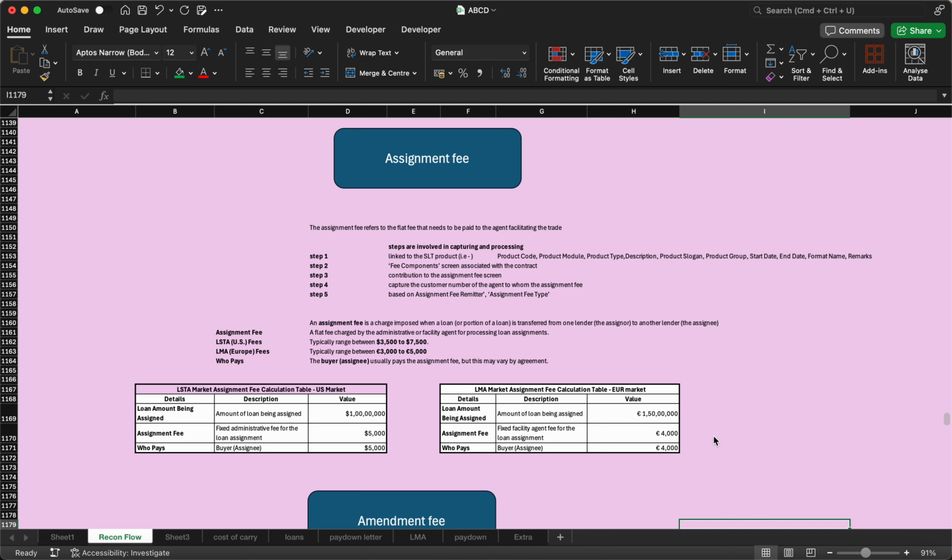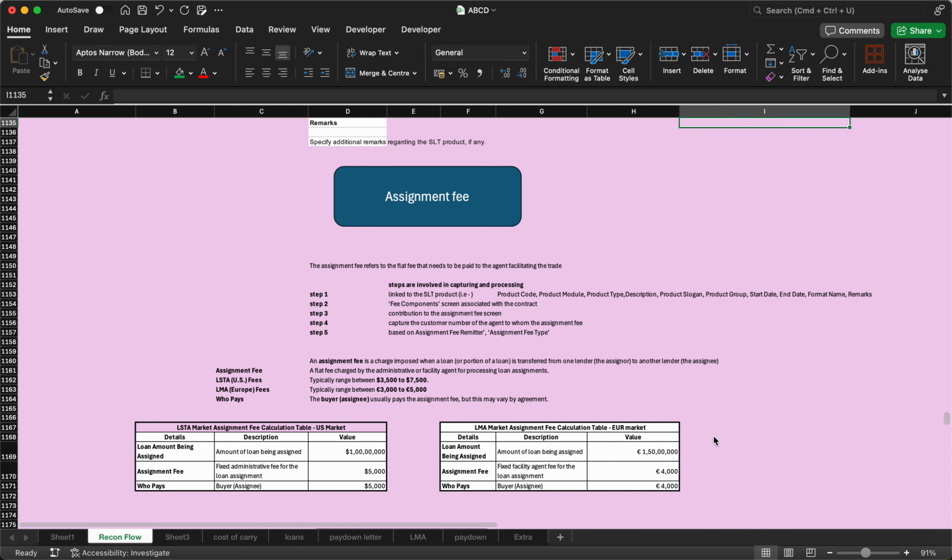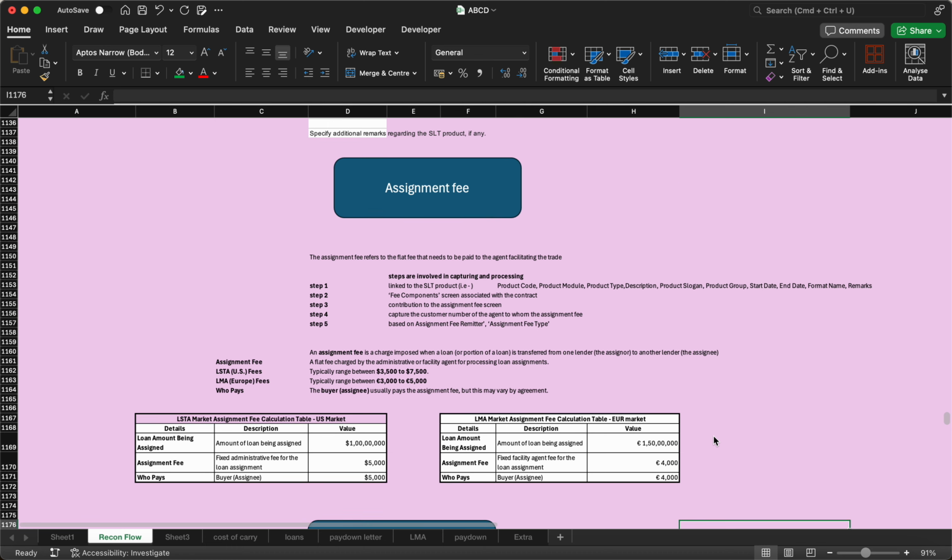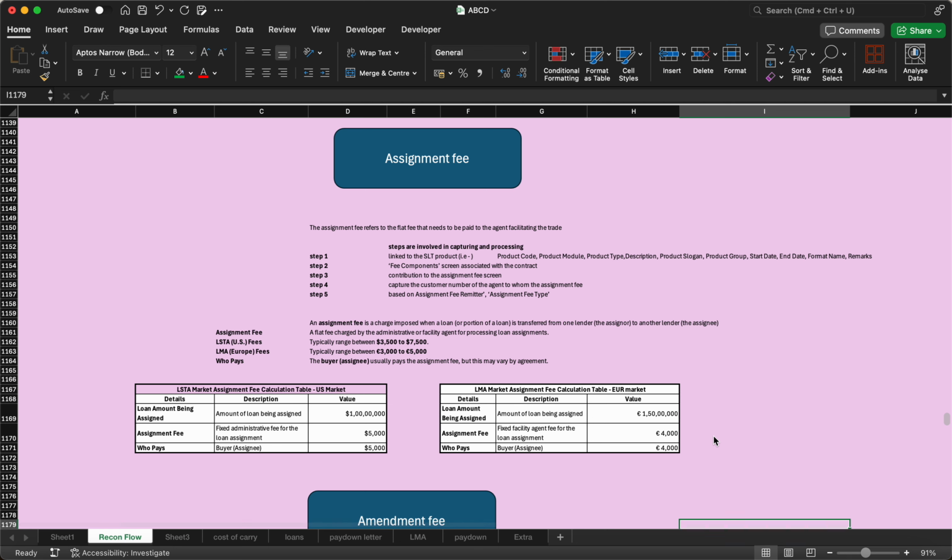We are discussing loan syndications. So this is an important fee that syndication has, and while doing the recon, while processing any NAV calculation or trade booking, we come across this type of break of assignment fee. So what is assignment fee? Assignment fee is just a flat fee that needs to be paid by the agent while facilitating the trade.